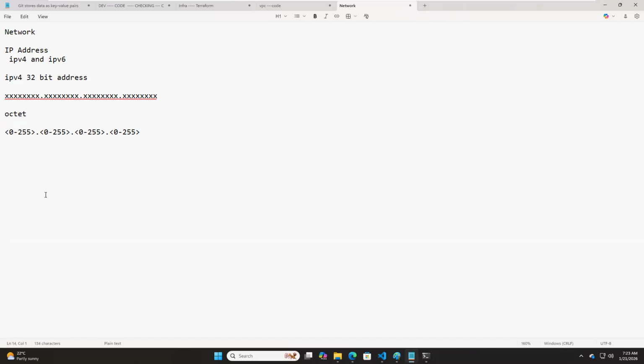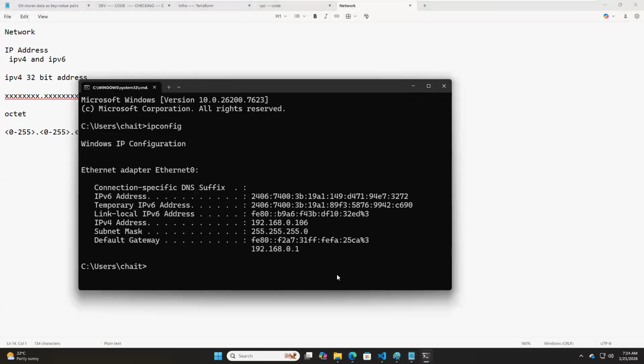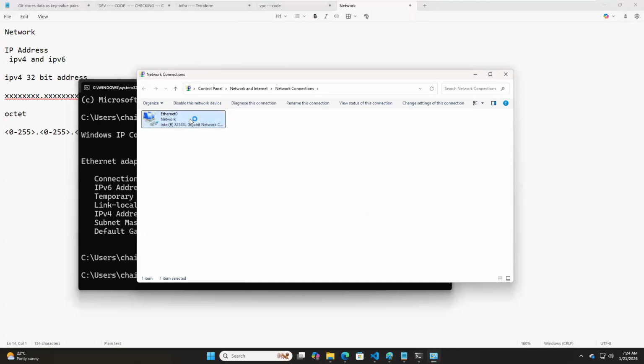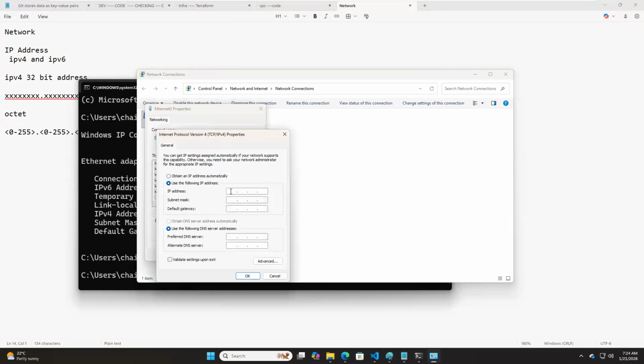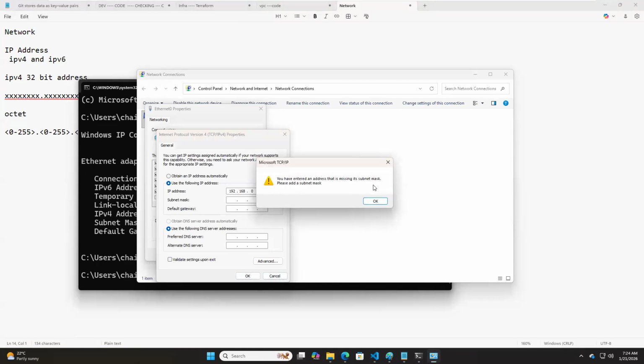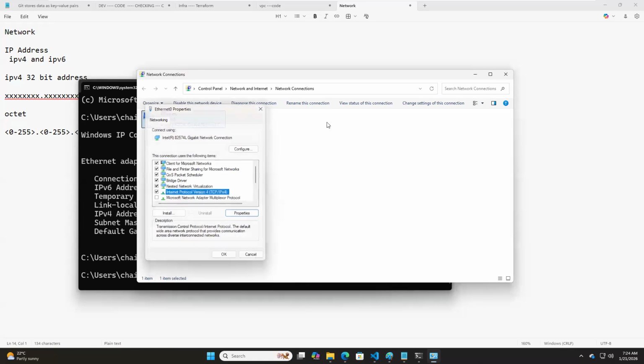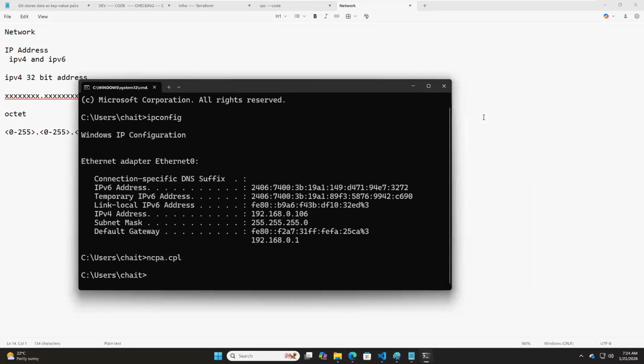Now this is how we are going to define IP addresses. Whenever we define any IP address, every IP address should be created with the subnet mask. Without a subnet mask, you cannot create any IP address, and you also cannot assign the IP address to your computer. For example, if I try to assign an IP address to my computer like 192.168.0.250 and click OK, I am going to get a warning or error: you have entered an address that is missing its subnet mask. Please add a subnet mask. So definitely we have to add the subnet mask. If I don't add it, the computer will not accept the IP address.